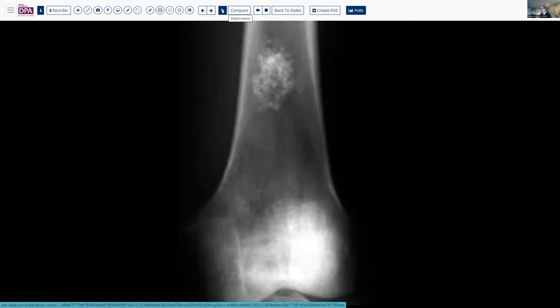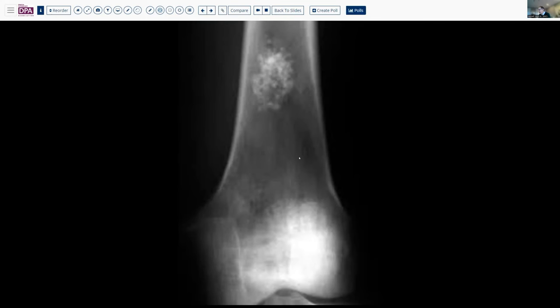So moving on to our next case, here's a lesion that's out in the diaphysis, a little bit further away from the joint space, again around the knee. This has this kind of popcorn pattern of calcification, as well as a number of ring structures within rounded areas within the lesion.